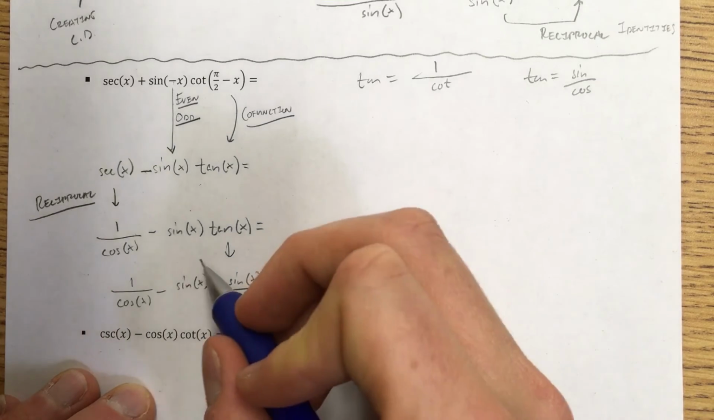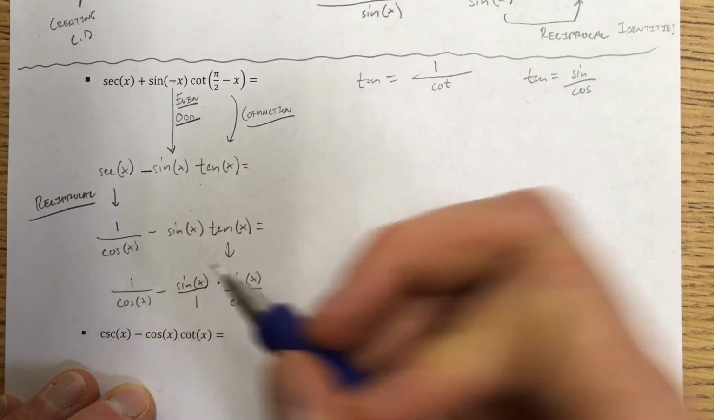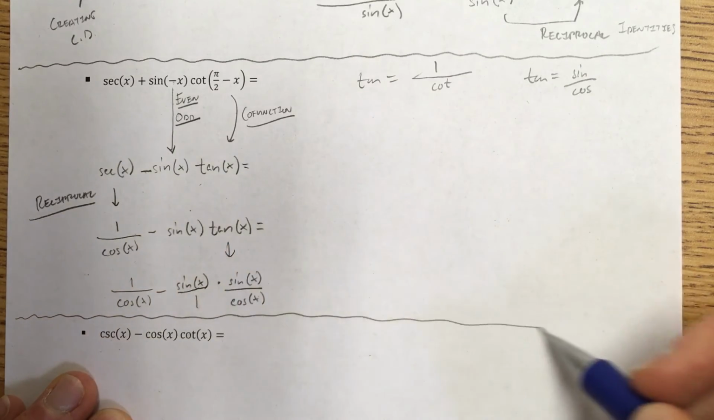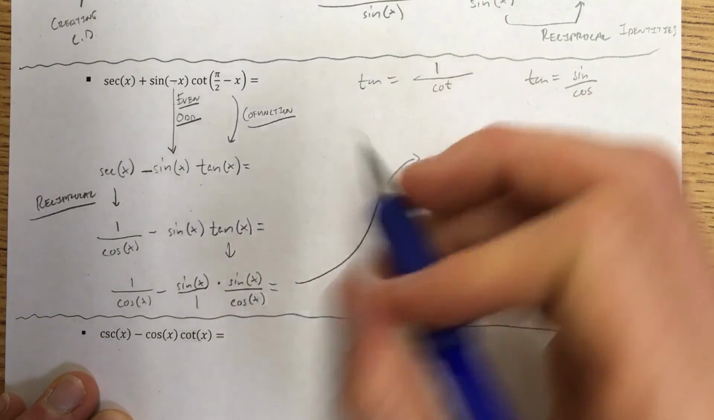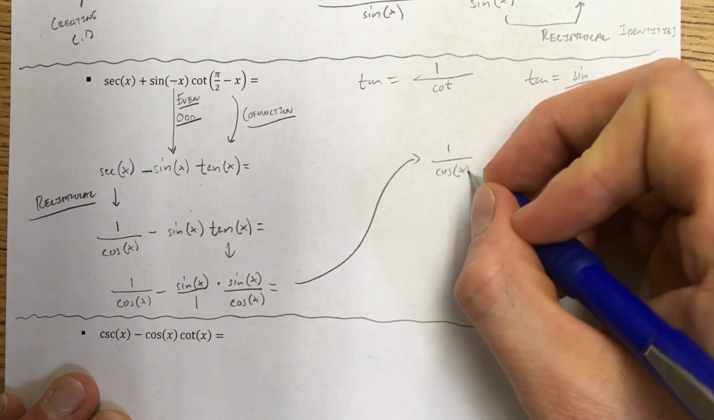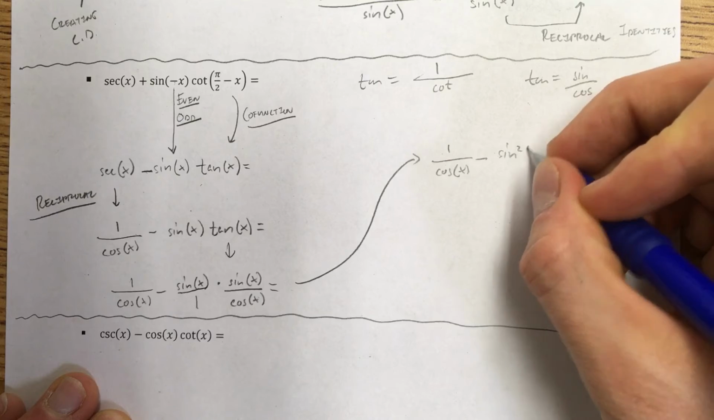Now, if I multiply here, we would have a common denominator, which is what we want. I'm going to divide this so I know where to stop. So let's go ahead and multiply sine times sine. That would give us sine squared.